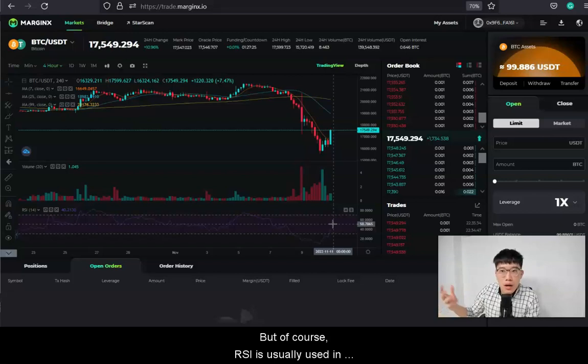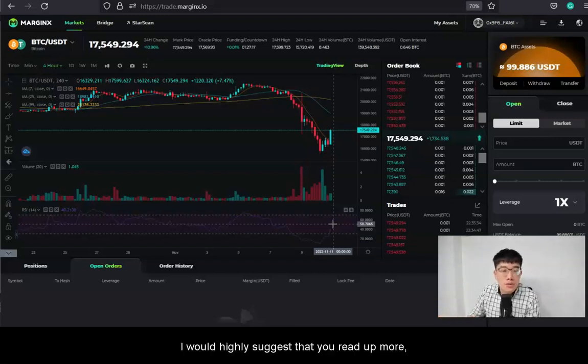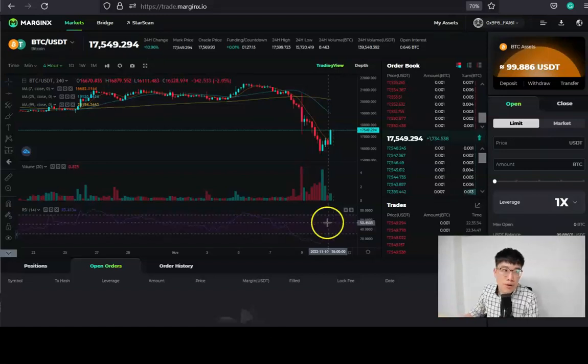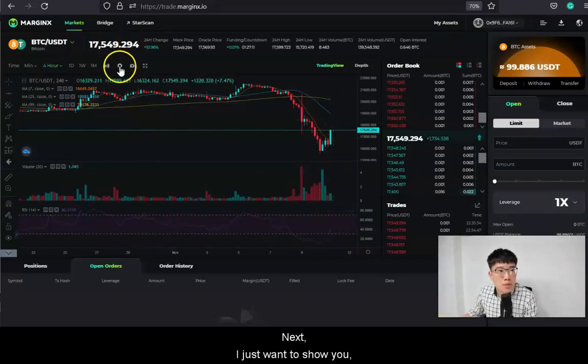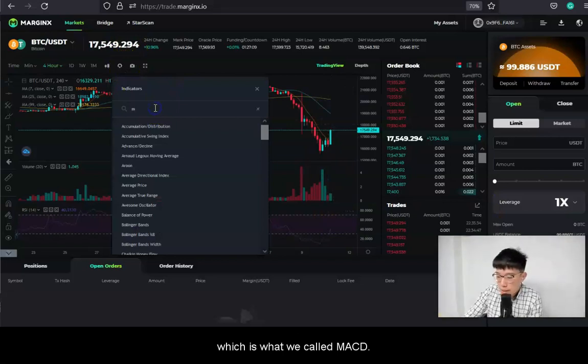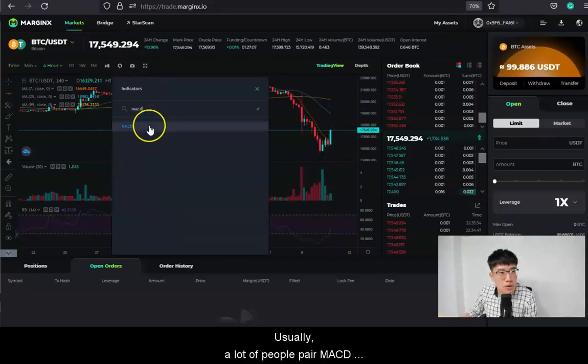Of course, RSI is usually used in combination with other indicators and with price action strategy, with different kinds of strategies. So I would highly suggest you read up more, instead of just relying on RSI to trade. Next, I just want to show you what we call MACD. Usually, a lot of people pair MACD and RSI together.